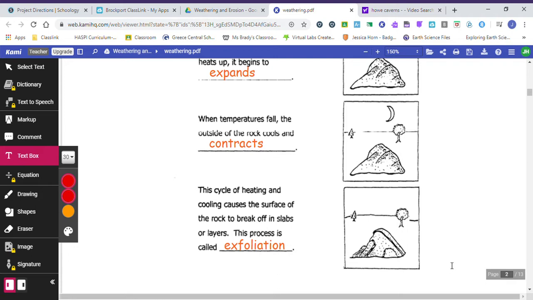And that is what is happening to that picture of the road that I showed you. When our roads go through the freezing temperatures and the warming temperatures and then the freezing temperatures again, those molecules are expanding and contracting and expanding and contracting, and it does that so much that they start to break apart. So that is physical weathering.